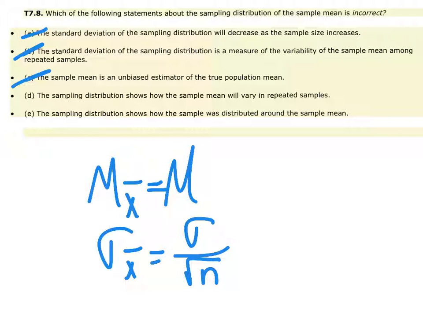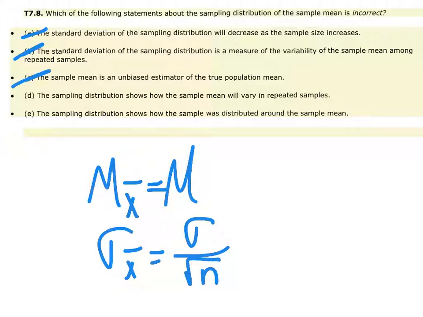Letter D, the sampling distribution shows how the sample mean will vary in repeated samples. Again, a sampling distribution, right here when we do mu of x bar and sigma of x bar, means we took many, many samples. So in repeated samples, this mean does reflect what would happen in repeated samples.